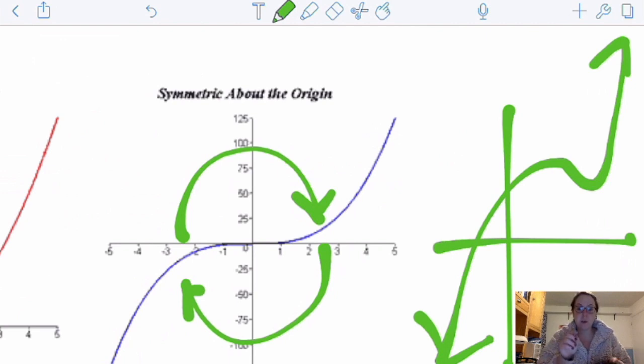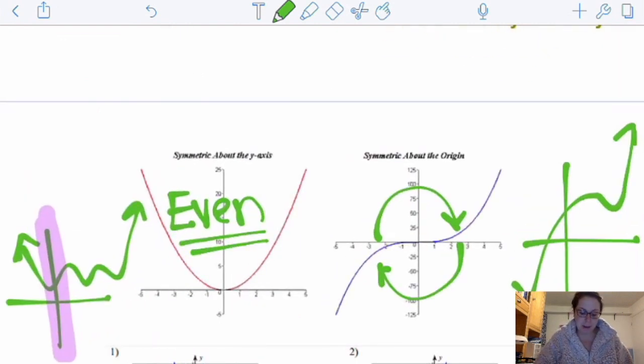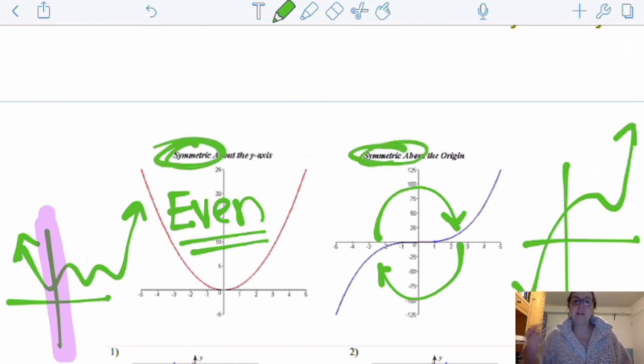I will do another working backwards problem after we finish this. Okay, so just hang tight. So keep that in mind. If I ask you about symmetry, you should be talking about what it's symmetric over, not the end behavior.